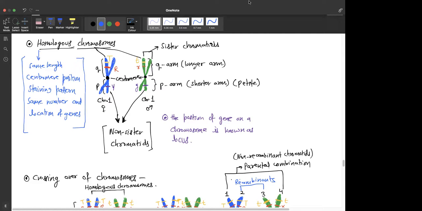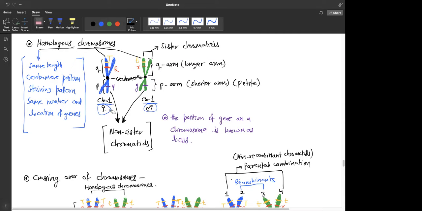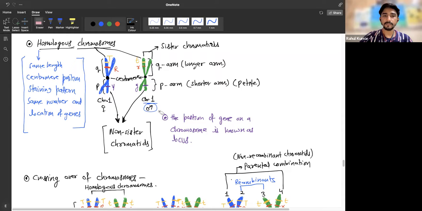Yes, so homologous chromosomes are chromosomes which are very similar. They have the same length, same centromere position, staining pattern, etc. They are the same chromosomes, just coming from different sexes, right? One from the mother and one from the father. Yes, sir. But they are the same chromosome. That's why they have everything the same. Yes, right. Continue.